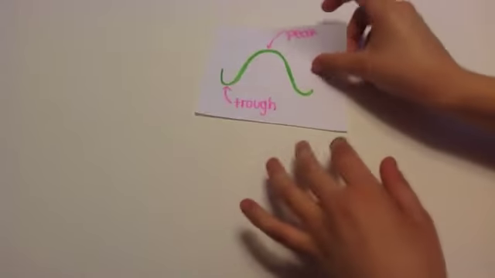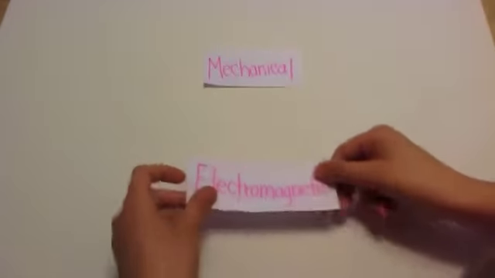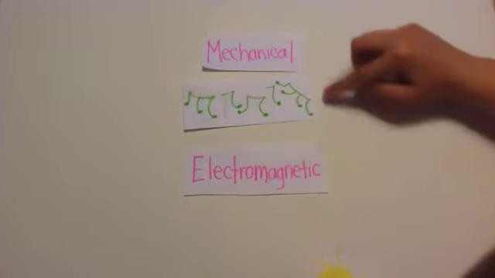The bottom is called the trough, and the top is called the peak. These two combined are called a pulse. So what are the different types of waves? First, we have mechanical waves. These are waves that need a medium to travel in. An example of this is sound. This is why we do not hear sound in space.